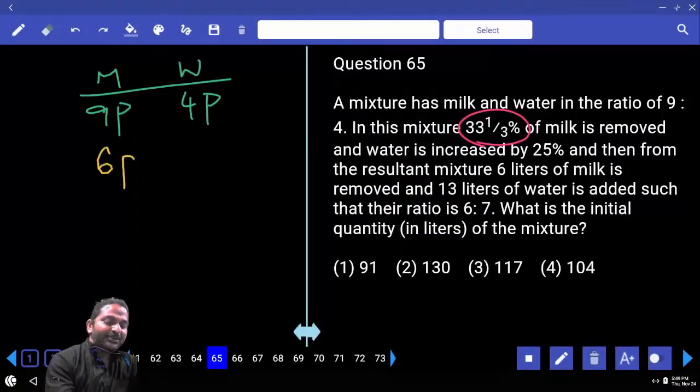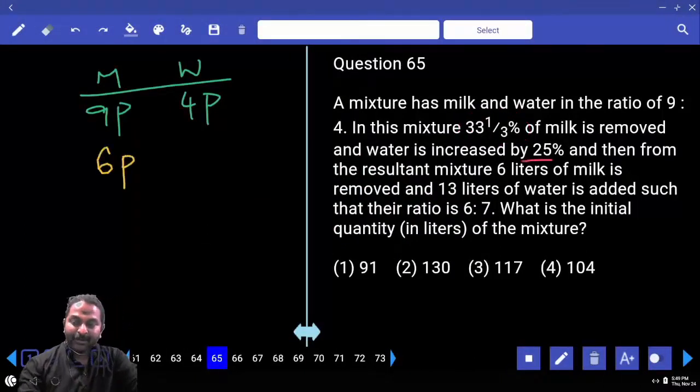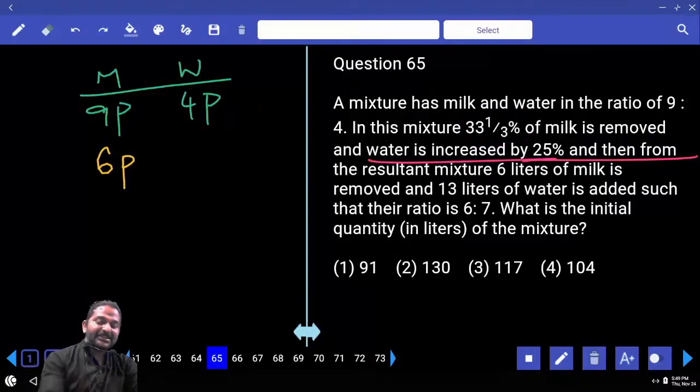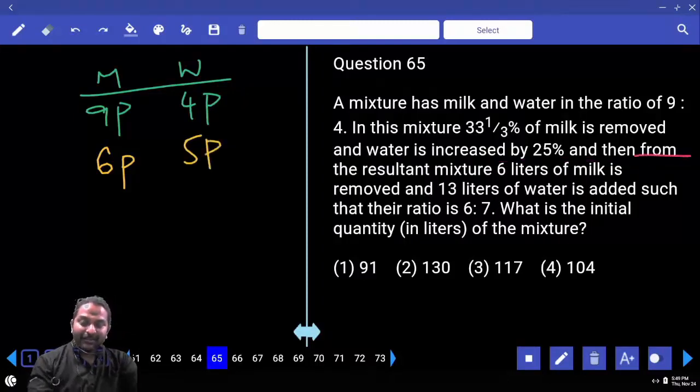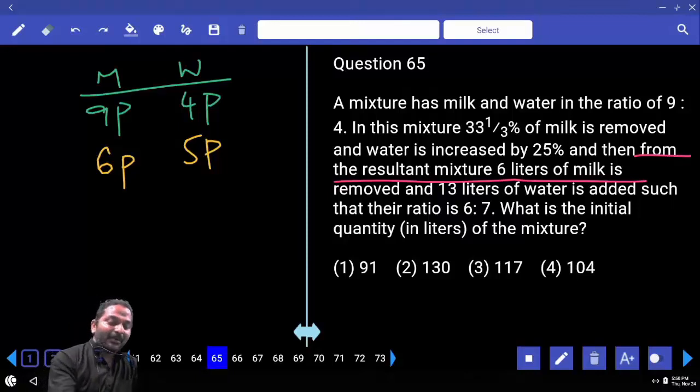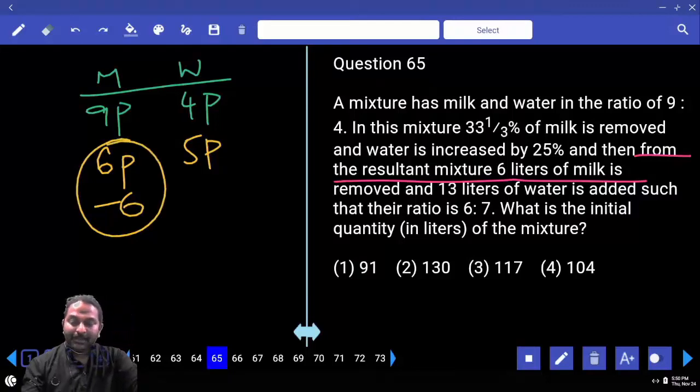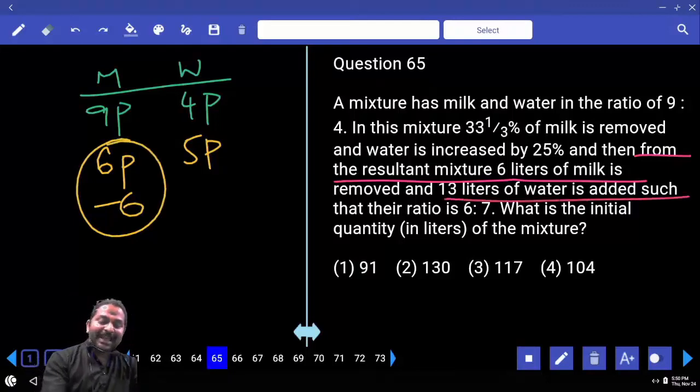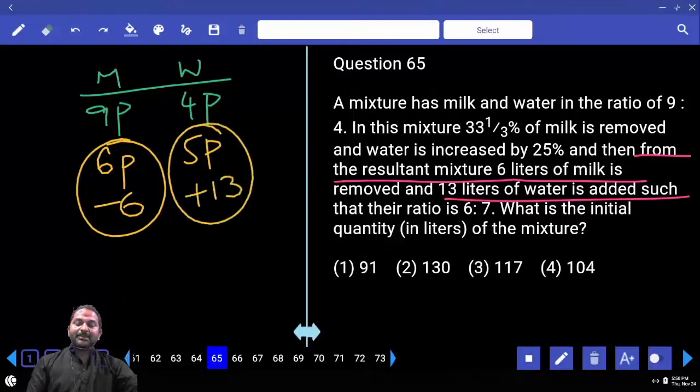Then we will have 6 parts of the milk. And then 25% of water increase: 25% of 4 parts, 1 part added, right? 5 parts. Next, from the resulting mixture, 6 liters of milk is removed, and 13 liters of water is added, such that the ratio becomes 6:7. What is the initial quantity of the mixture?